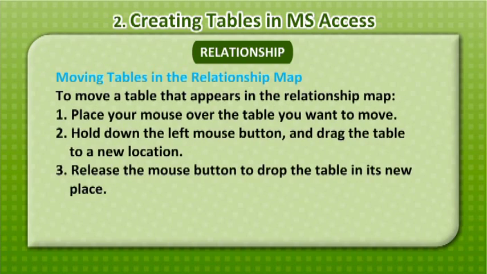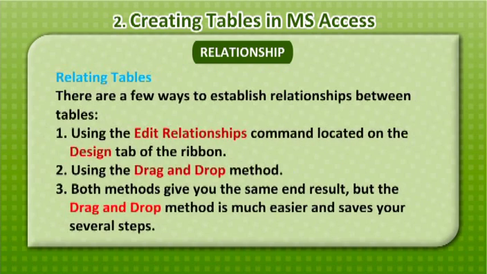Moving tables in the relationship map. To move a table that appears in the relationship map, 1. Place your mouse over the table you want to move. 2. Hold down the left mouse button and drag the table to a new location. 3. Release the mouse button to drop the table in its new place.